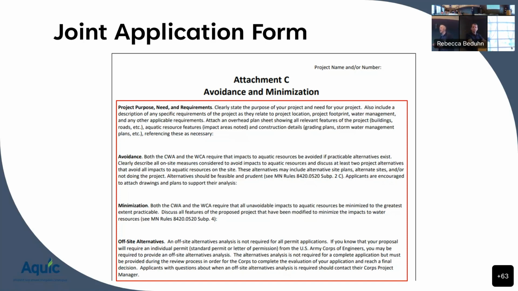So a lot of this right here, the project purpose and need, and the narrative that you choose to write in attachment C is you telling the story, clearly laying out what your requirements are, what your constraints are, but do it in plain language as much as possible, because we're not experts in many of these fields.